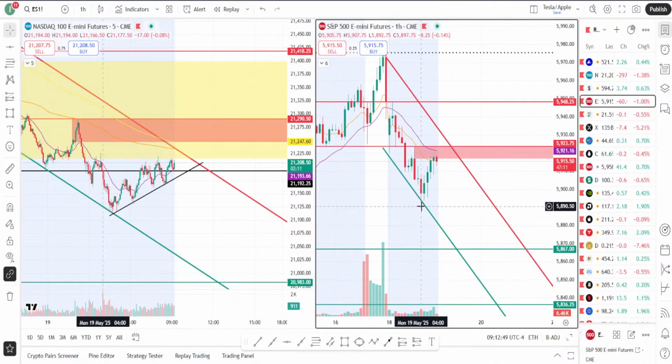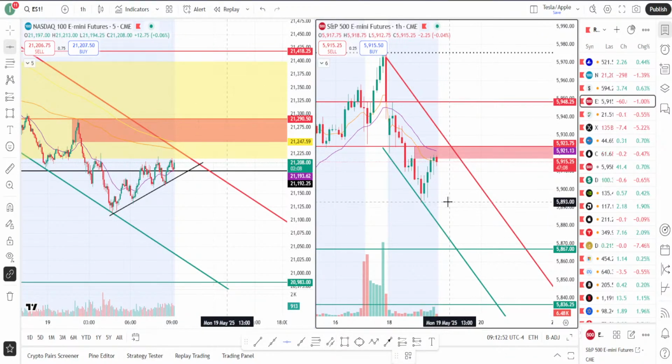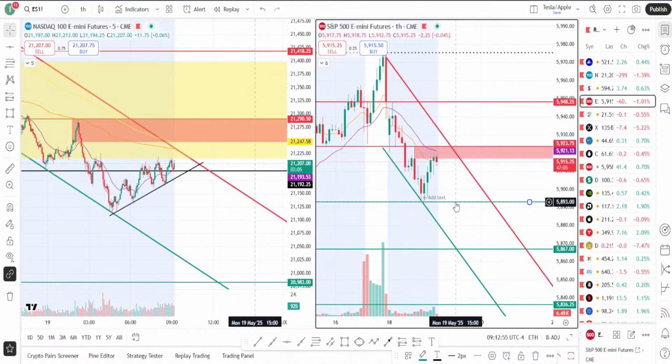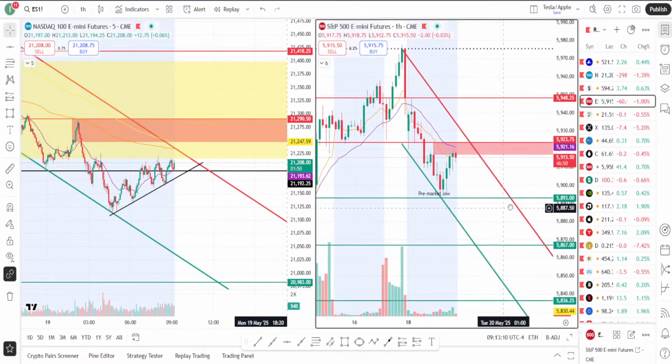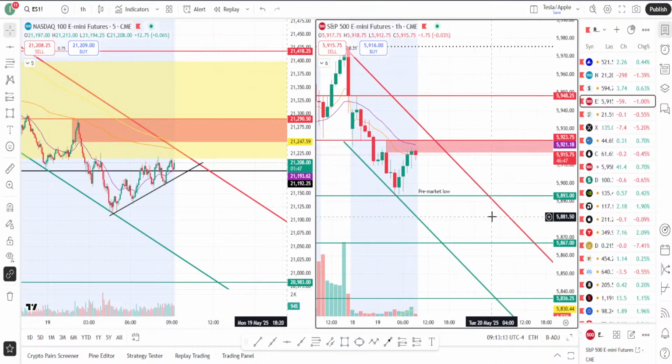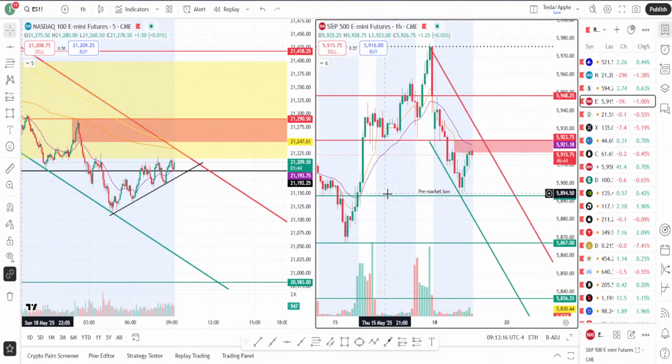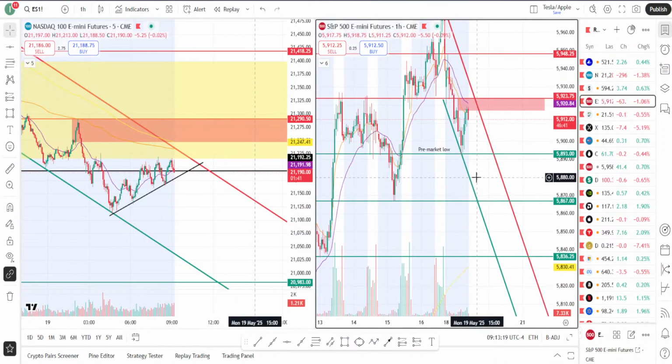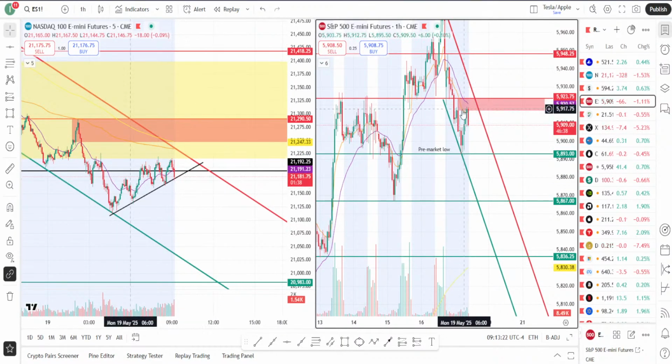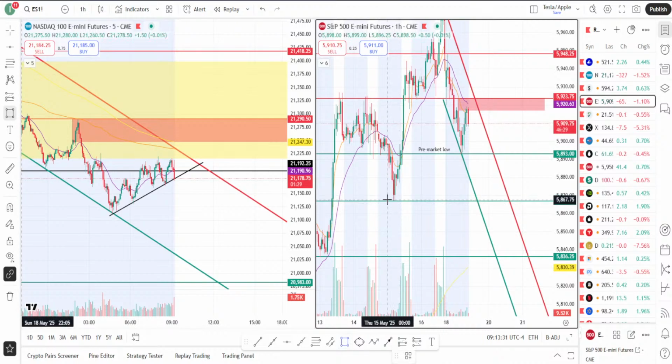Chart's done. We can mark the pre-market lows. Mark this as the market. Ooh, look at the sellers right there, supply. Strong selling there, supply. We got an area of demand down here.